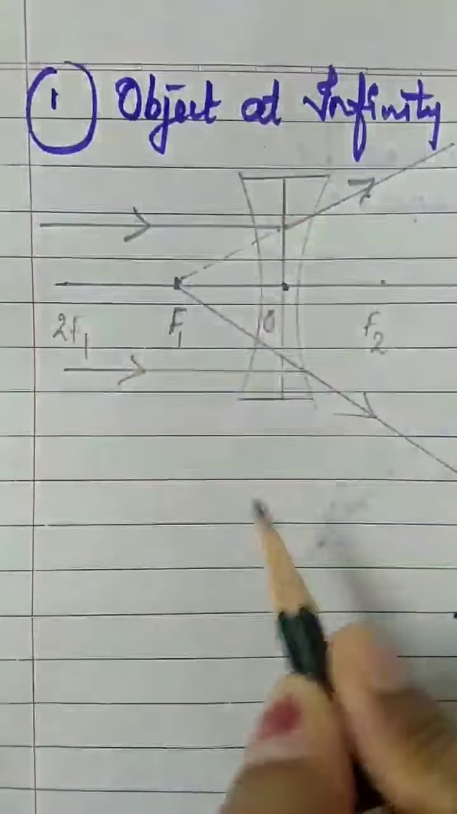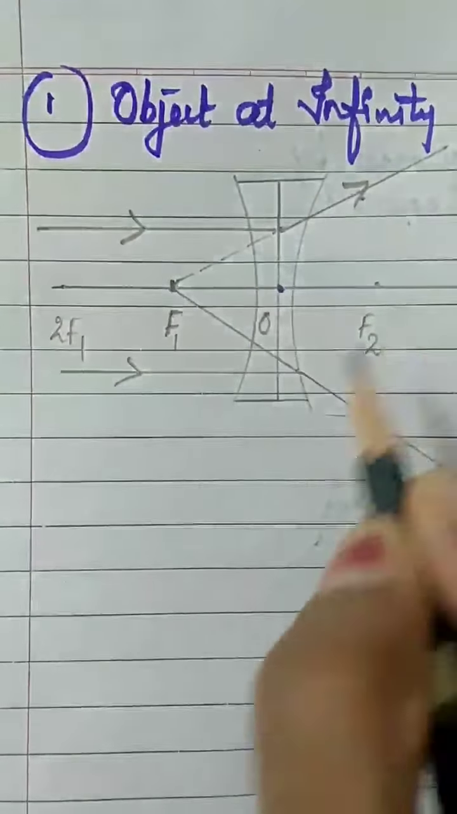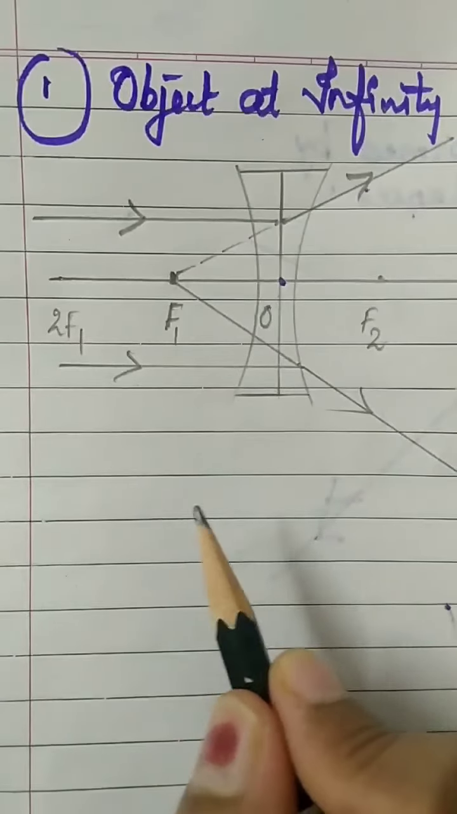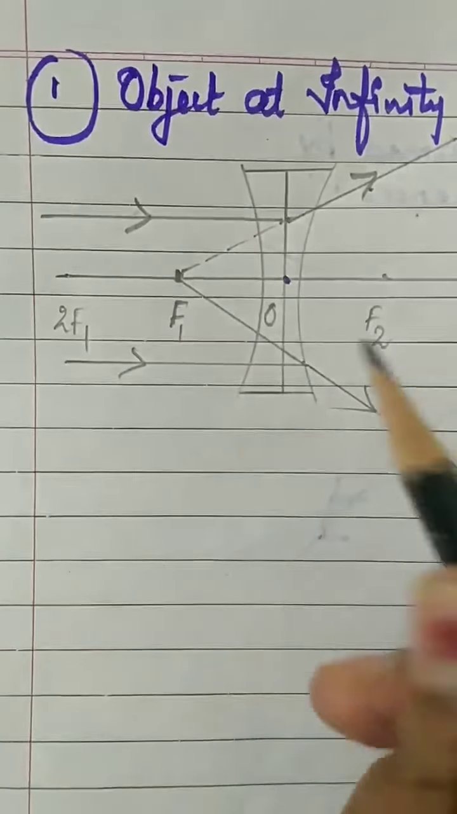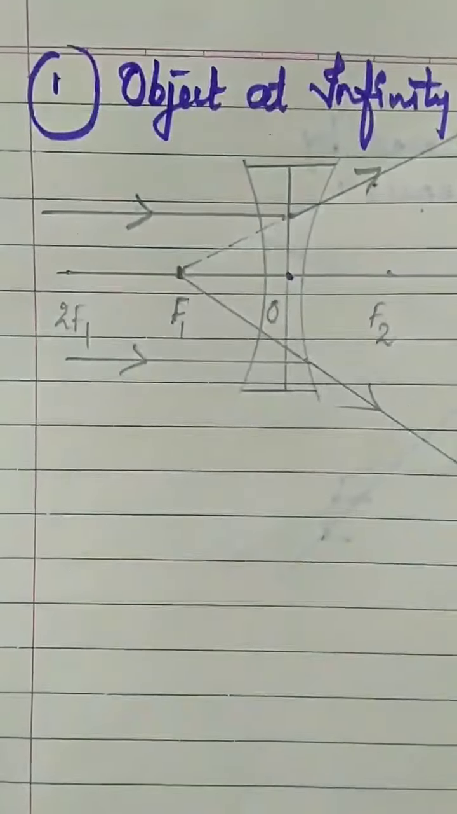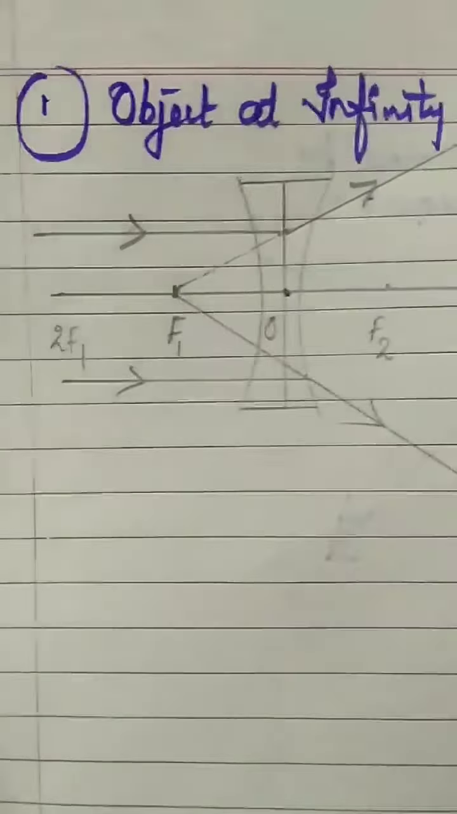So this ray diagram, they will give you and ask what you can conclude from the ray diagram. Concave lens ray diagrams are not asked in your board exam. Convex lens ray diagrams are asked. Okay, so what will you write here?